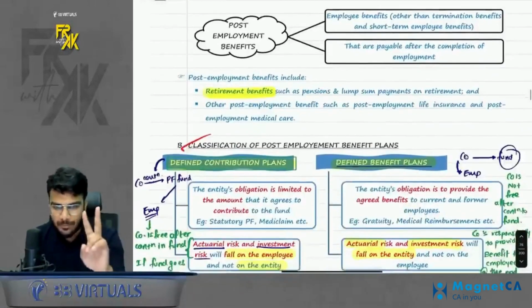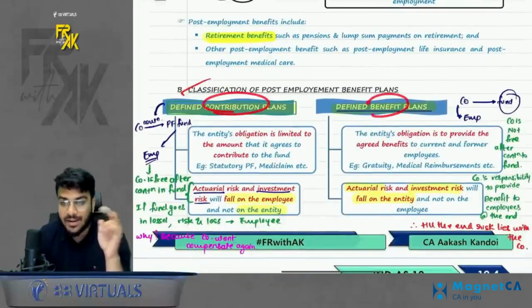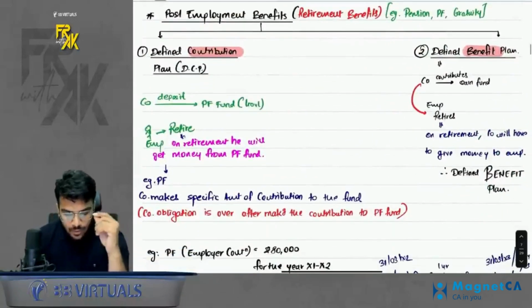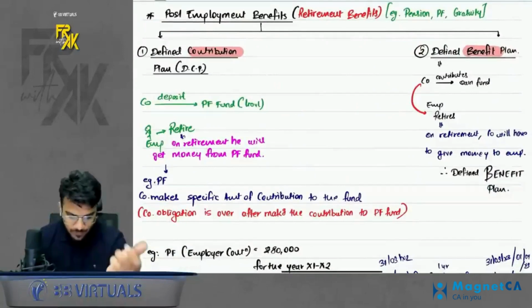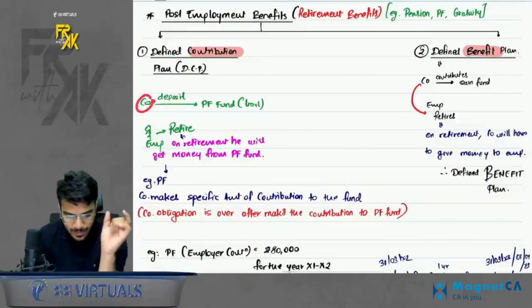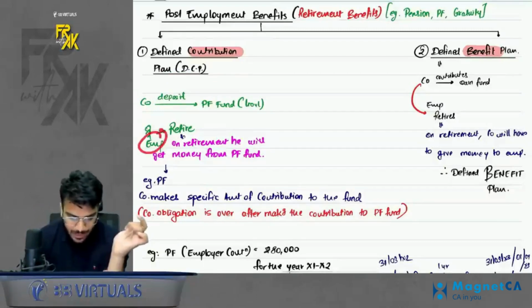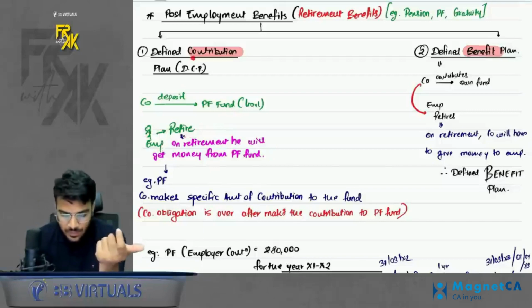Now, these can be of two types. One is defined contribution plan, and one is defined benefit plan. What is the meaning of both these plans? I have explained here. Defined contribution plan means, let's say for example, the best example is PF, Provident Fund, where the company deposits some money every year in this fund, and when the employee retires, this fund will pay off the employee. Now, why is this named defined contribution plan?